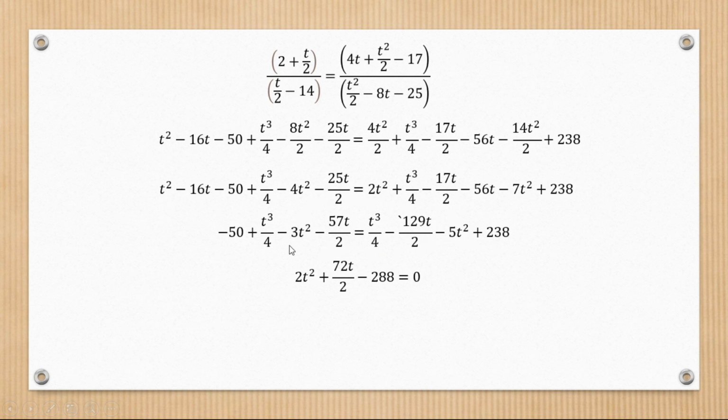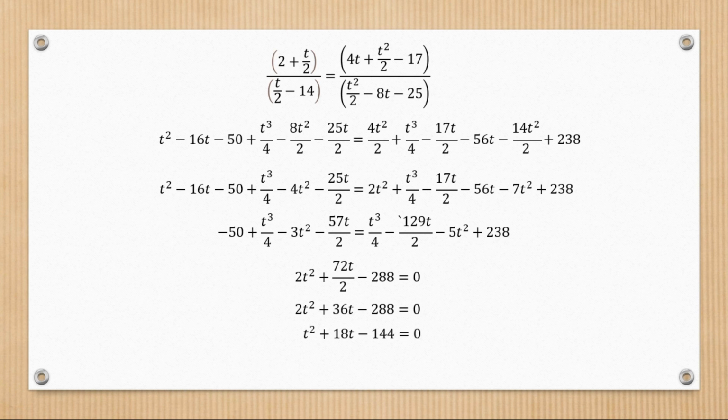So if I bring this towards this side, I'll have 2t squared. And then if I bring this towards this side, negative 50 minus 238 shall give me negative 288, as you can see right there. Then I can also see that if I bring this to this side and I add it to this 57t over 2, I'll have 72t over 2. And then I'll have a 0 on the right hand side. So next, 72 over 2 will give me 36. So I have 2t squared plus 36t minus 288 being equal to 0.